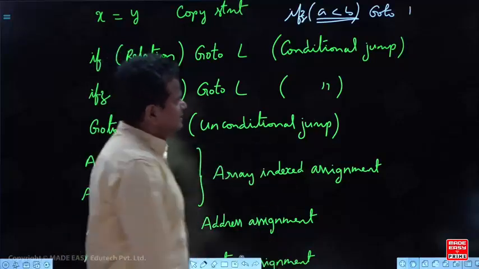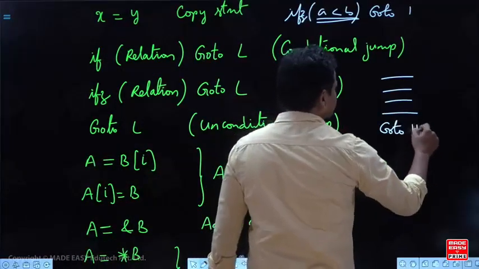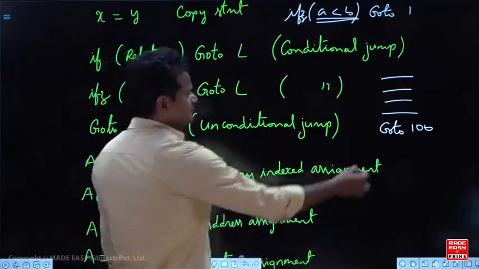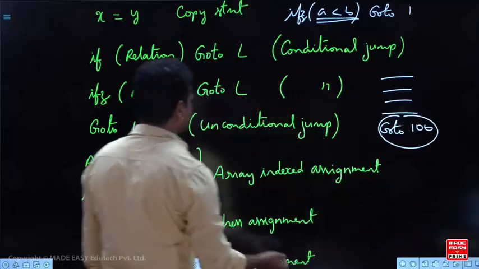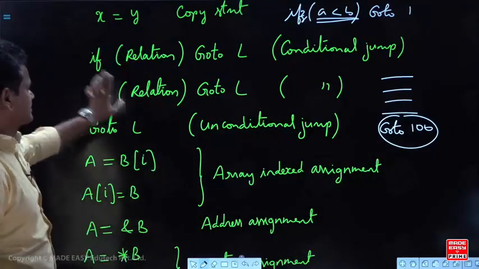Okay, this is the sequence of the statements. Here I wrote go to 100, which means without any condition, it jumps to statement 100. So that is the meaning of this. Wherever 100 is there, it will jump to it without any condition. It is an unconditional jump. These two are the conditional jumps. This is conditional, this is conditional.